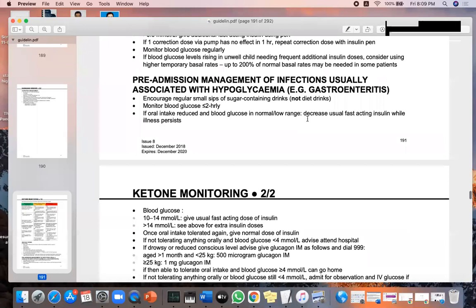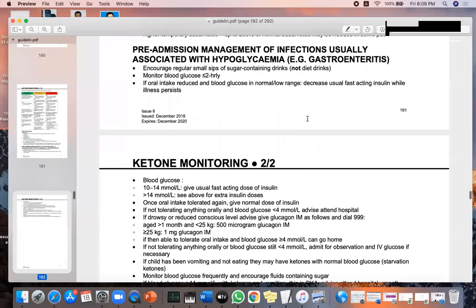Pre-admission management of infection, usually associated with hypoglycemia, gastroenteritis. So remember, a diabetic child can be sick due to infection. We call it a bug in layman's terms. So a diabetic child can be sick with a bug or without a bug. Without a bug means inadequate insulin, we are not giving insulin, inadequate fluid, inadequate feed, hypoglycemic coma, hyperglycemic ketoacidosis, or both.